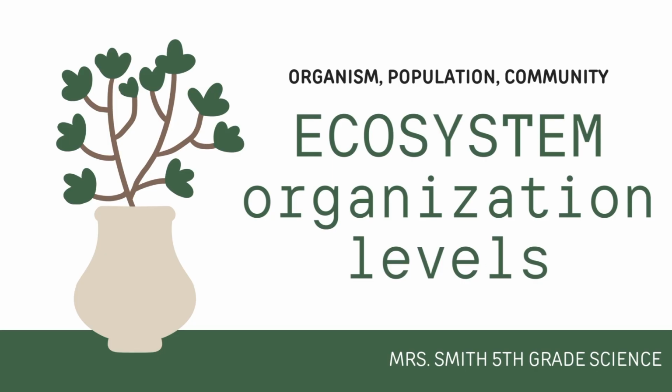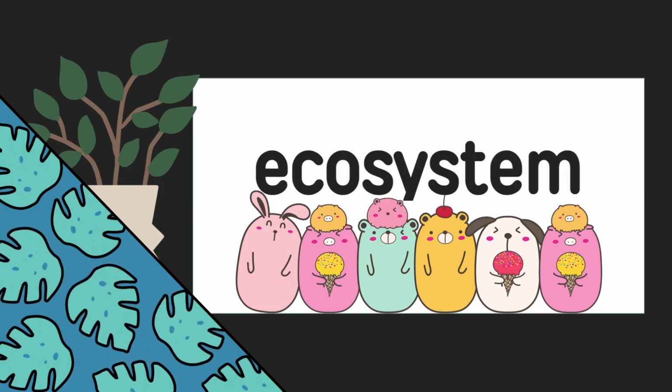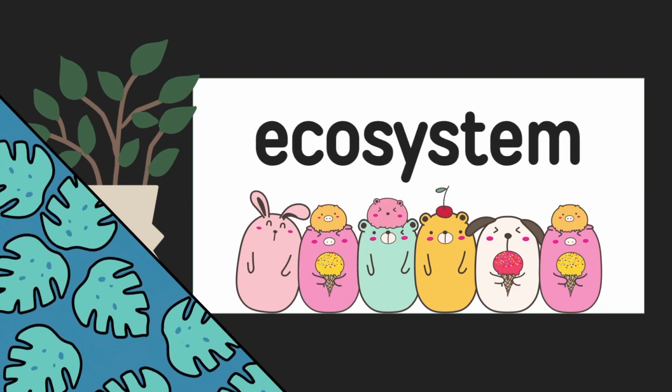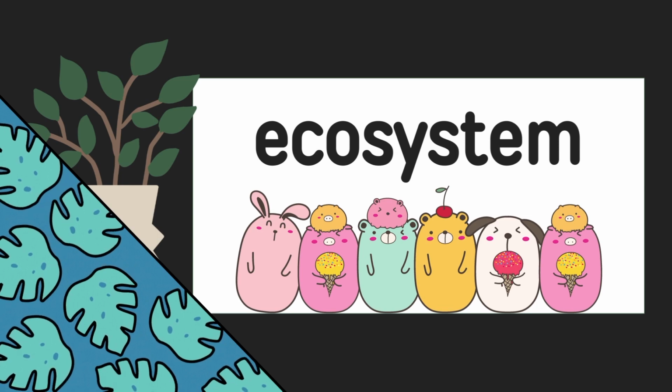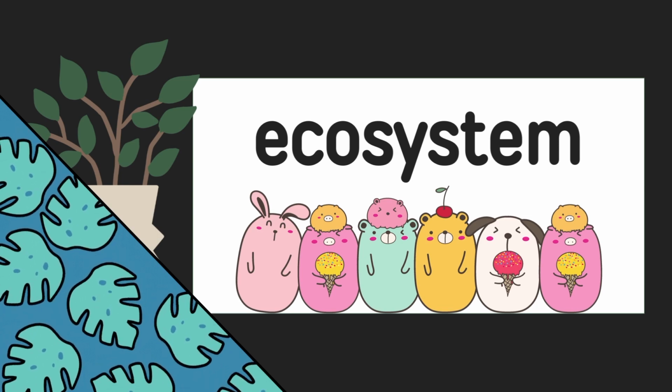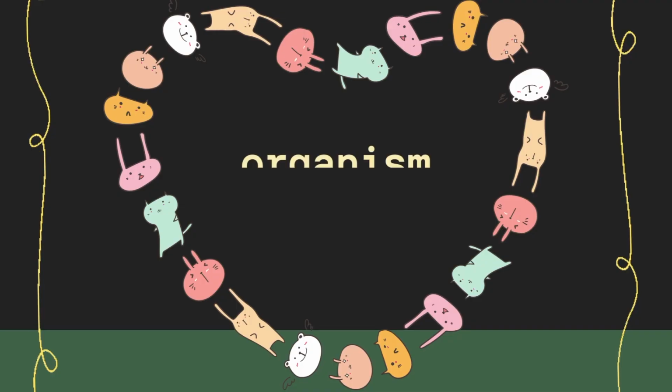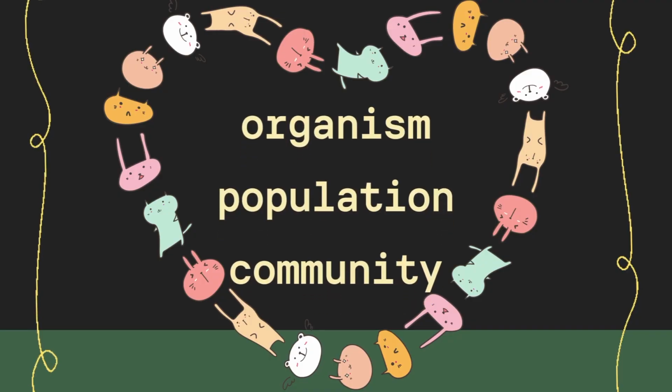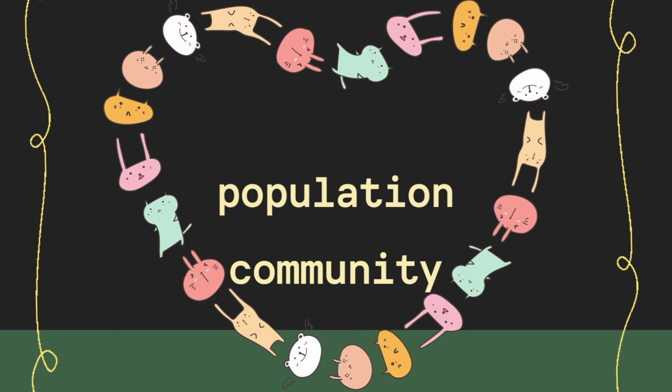Today we're going to talk about the organization levels of an ecosystem. An ecosystem is a community of organisms interacting in a shared environment. And in our life science standards, we need to understand that the study of ecosystems is organized into levels. The levels we need to become familiar with, from smallest to largest, are organism, population, and community.